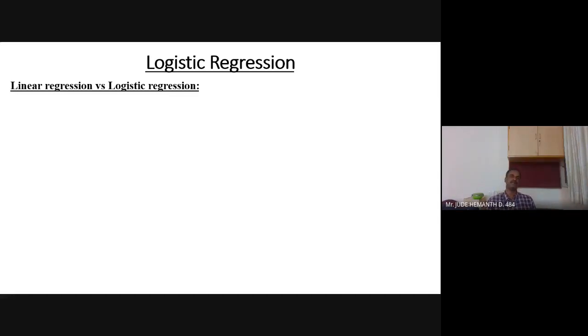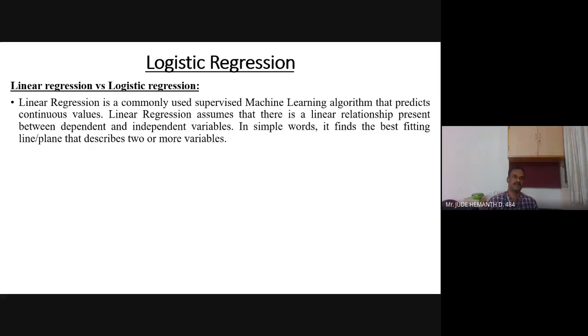I'm going to explain this logistic regression with respect to our linear regression. When you understand these two differences and the similarities, then you will realize how logistic regression is different from linear regression. So first, linear regression, as we saw, is a commonly used supervised machine learning algorithm that predicts continuous values. Right? When we say continuous values, your x is not a single value. Your x is going to have a set of values. So whenever x changes, your y also will change. That's why we say regression, specifically linear regression, talks about continuous values.